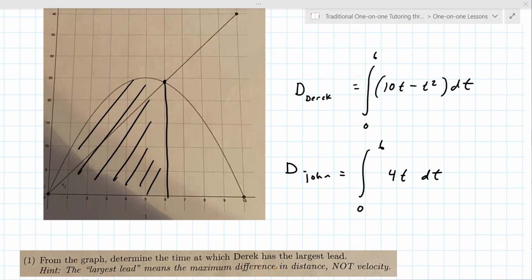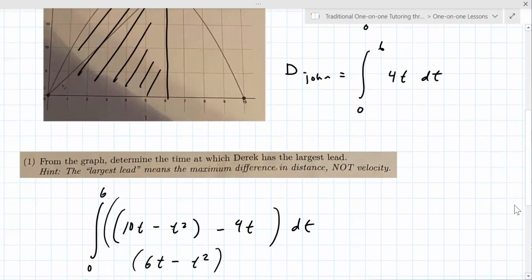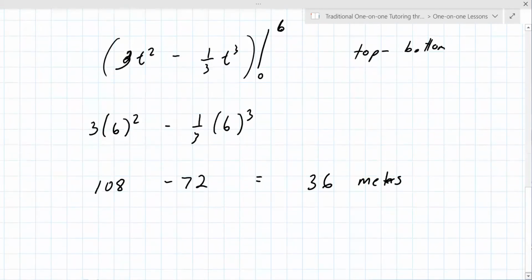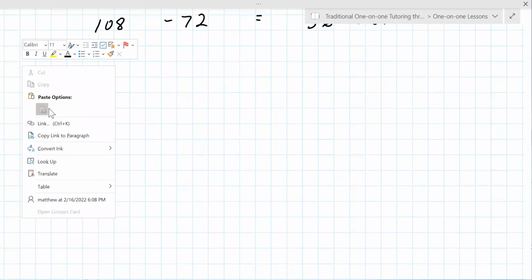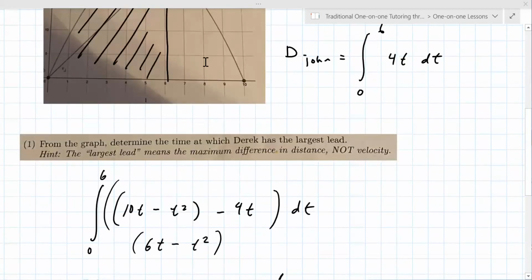Okay. So you probably have to put some words with that. It says determine the time at which Derrick has the largest lead. And that's at 6. So it would just be 6. We actually did way more than we needed to on that one. It is at 6, and it's at 6 because that's when their velocities are the same.